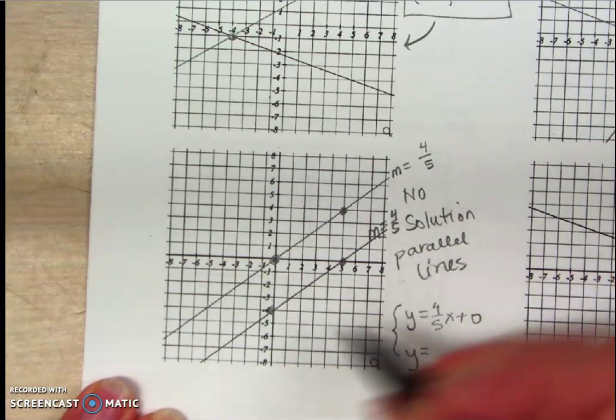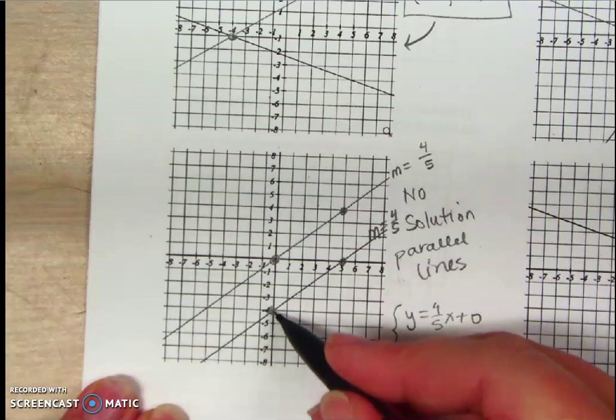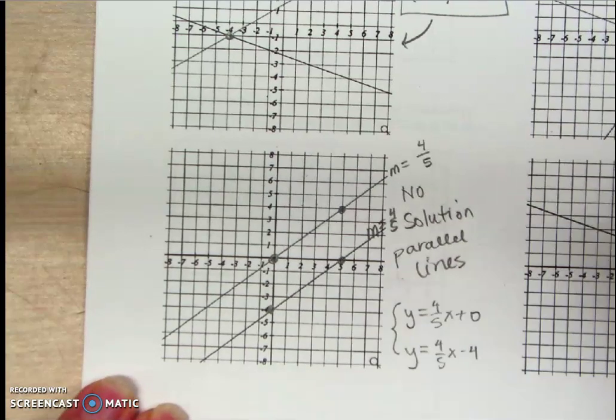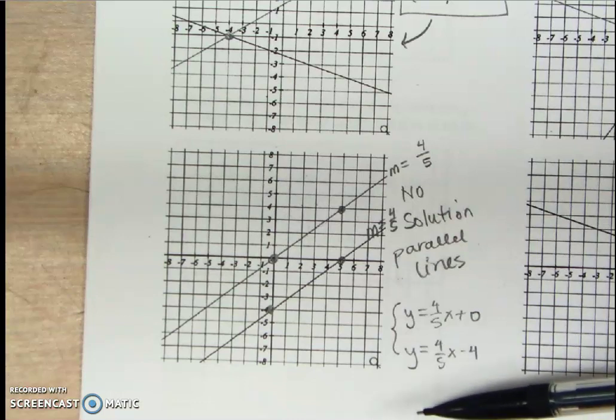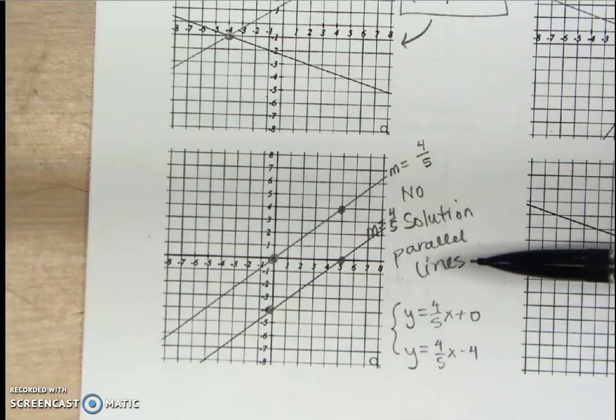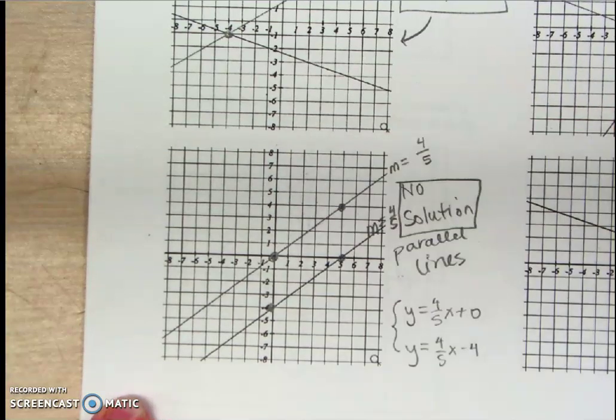For the second equation, it would be y equals 4/5 x minus 4. So if we had equations, that's what they would look like if they're parallel. And if they're parallel, they'll never cross, so there's no solution. Well, what about this one?